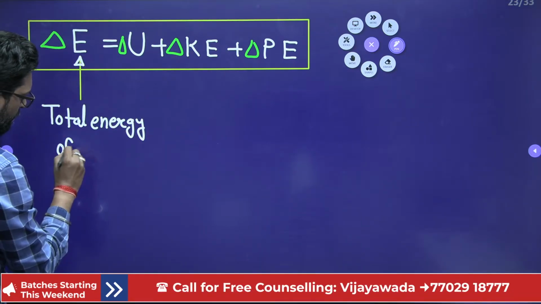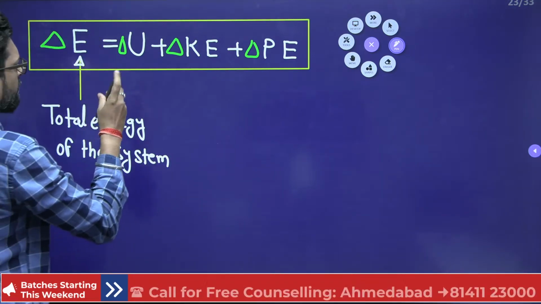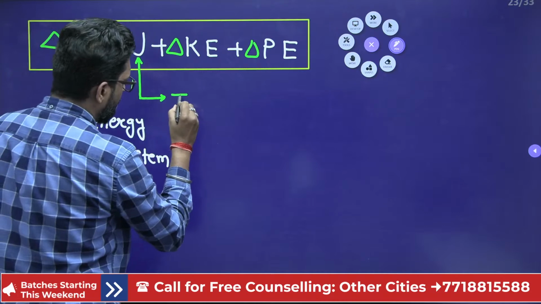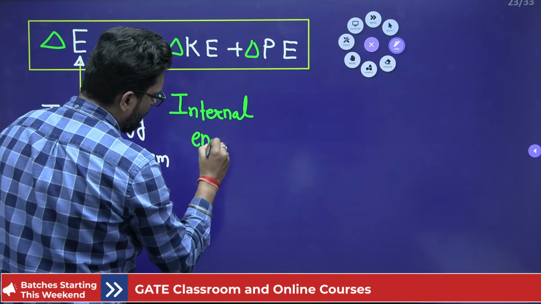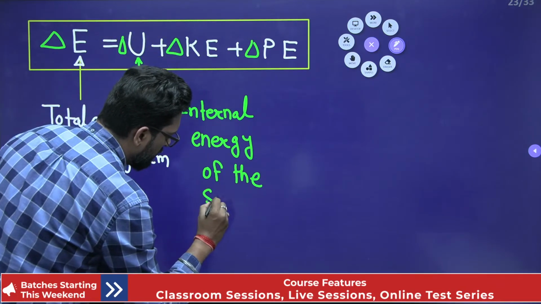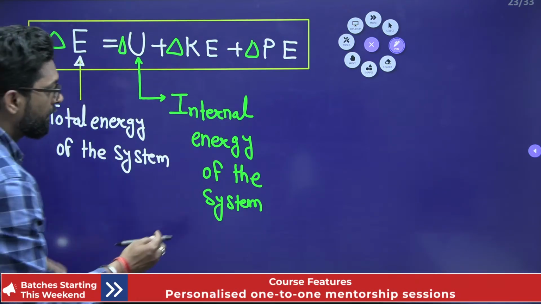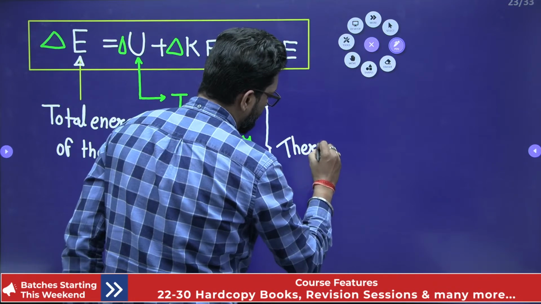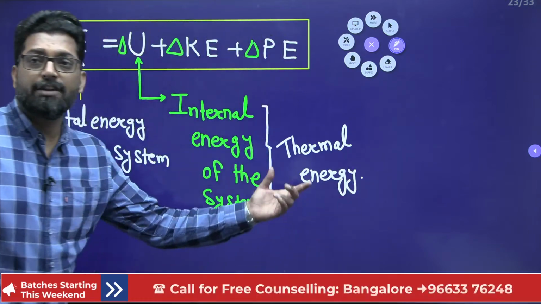Energy of the system. This is your internal energy of the system. It is in the form of thermal energy. Okay, internal energy of the system means it is in the form of thermal energy. This is also called thermal energy. Why is it called thermal energy? Because it is responsible for the temperature change.